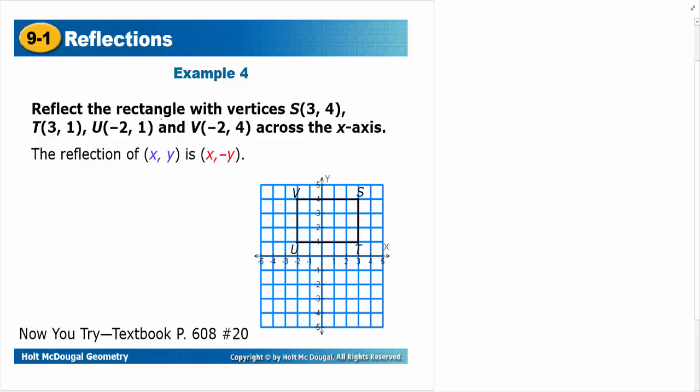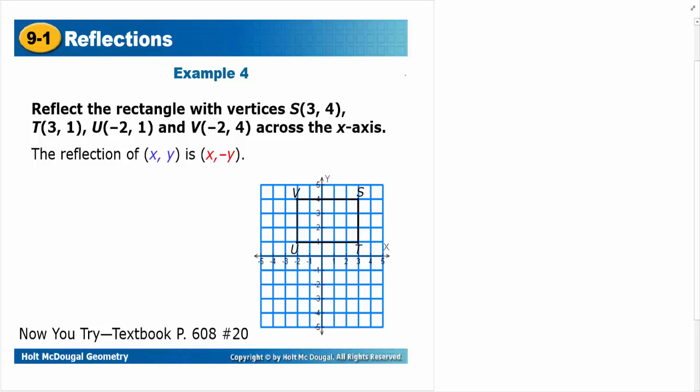So the last example that goes with this, example 4, says reflect the rectangle with vertices (3, 4), (3, 1), (-2, 1), and (-2, 4) across the x-axis. Again, I'm just giving you one example. I could ask you to flip this over the x-axis, the y-axis, or the line y equals x. You're going to have to go over that in the homework to get that extra practice. This is just one quick example to help you see each one of these.